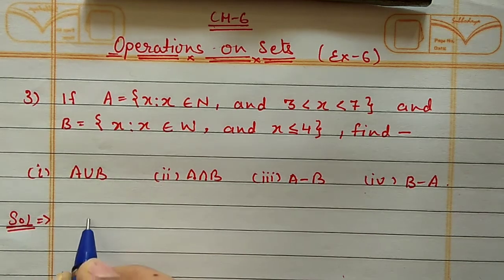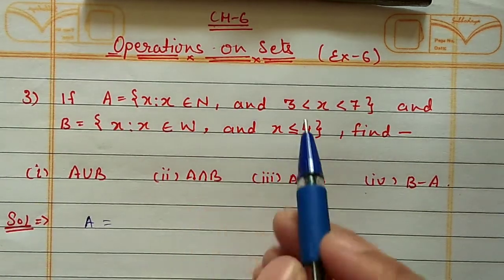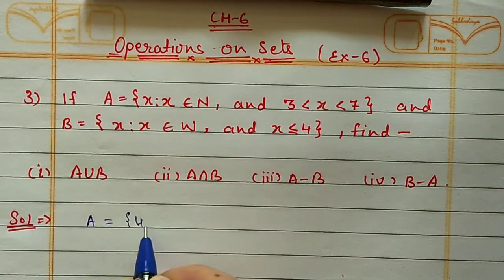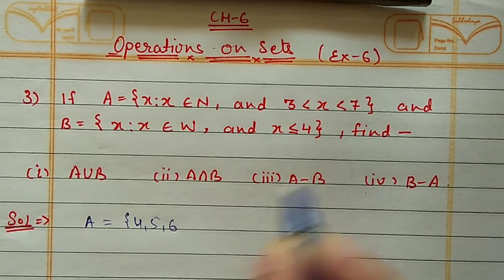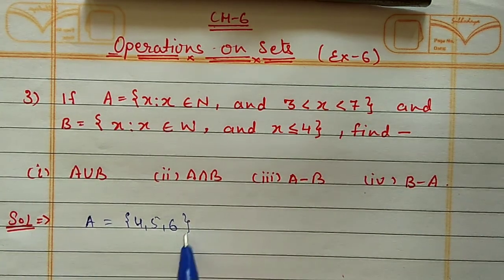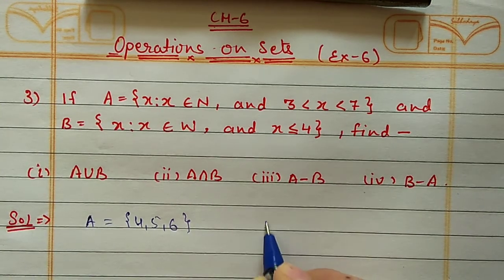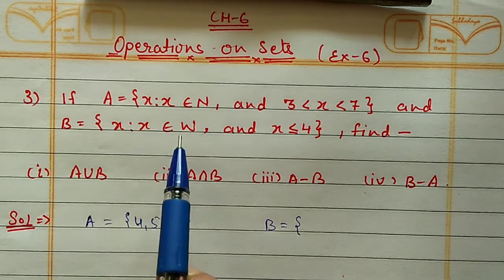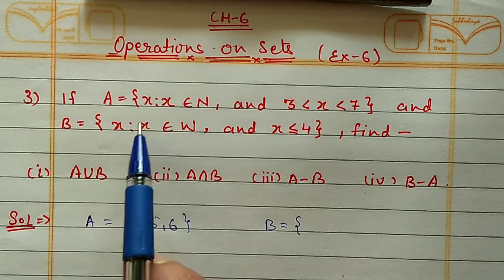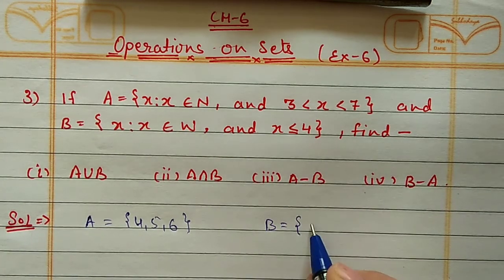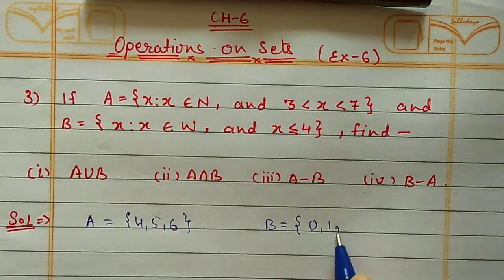For A, the condition is given: A is a natural number which is more than 3. More than 3 means we will start from 4, 5 and 6, and the value of x is less than 7, so we will stop at 6 only. B also we will similarly change into roster form. x belongs to whole numbers and x is less than or equal to 4. Whole numbers start from 0 and we have to go till 4.